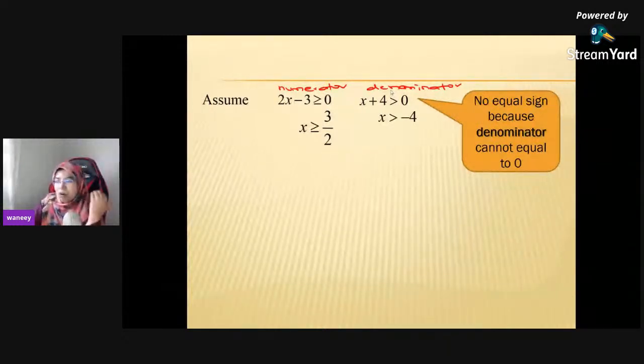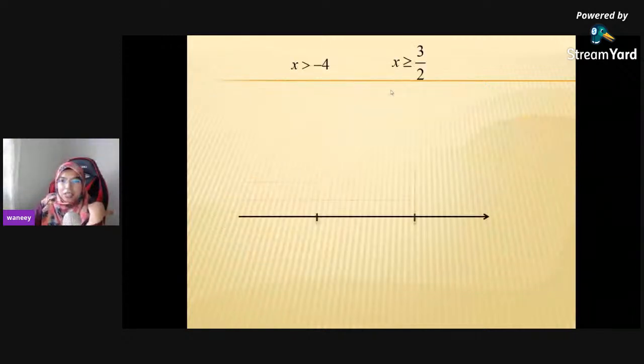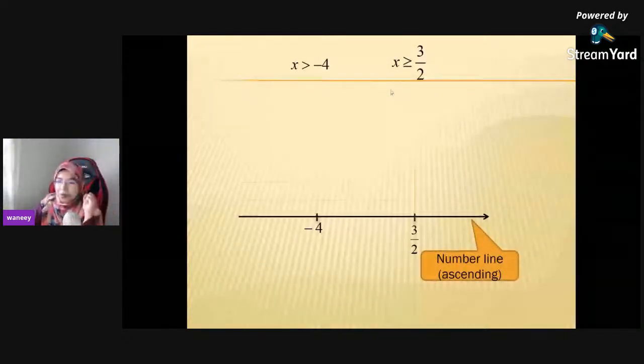So now we're going to draw one number line. So between 3 over 2 and negative 4, negative 4 is a smaller number, so it should be on the left hand side. 3 over 2 is a bigger number, so on the right hand side then. Okay, so now negative 4, 3 over 2. Make sure to be very careful with the number line. It should be in ascending order.